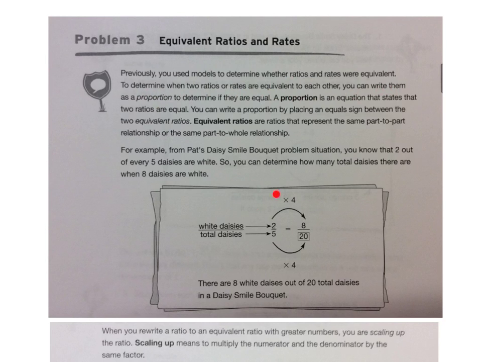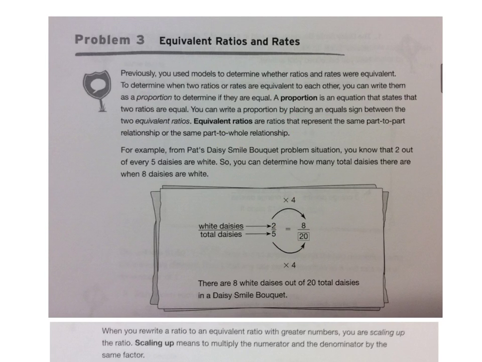The proportion is written down here. It's an equation that states that two ratios are equal, and you write it simply by putting an equal sign between the two equivalent ratios. So this one is 2 white daisies to 5 total equals 8 white daisies to a box, and the box means how many would there be total? You use equivalent ratios to represent the same part-to-part or part-to-whole relationship.